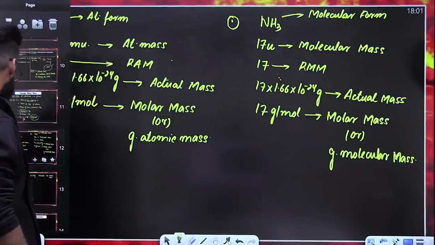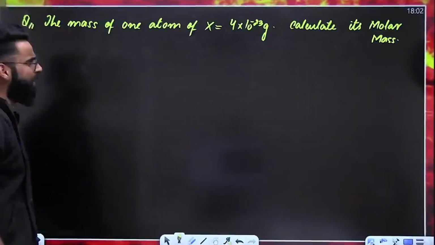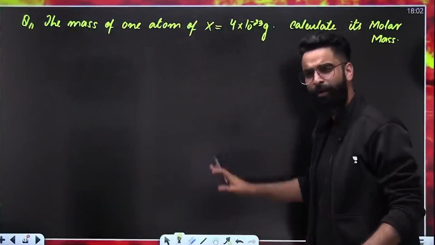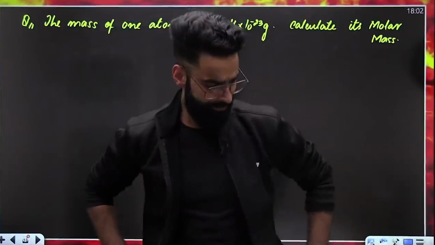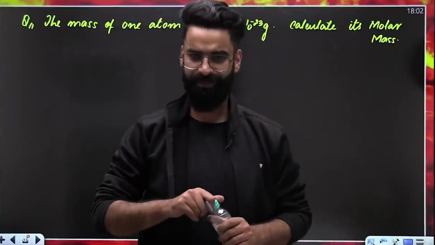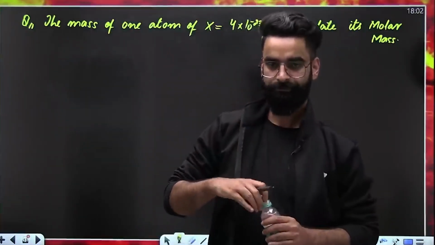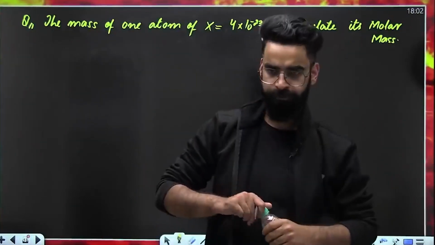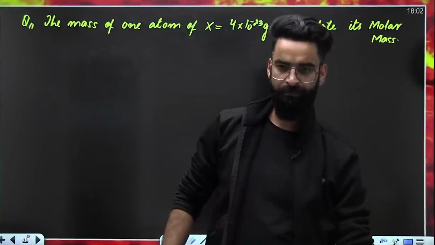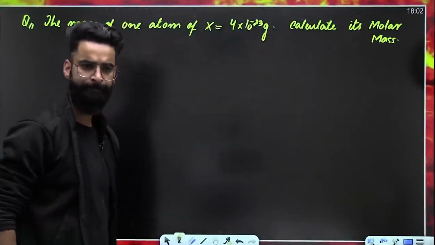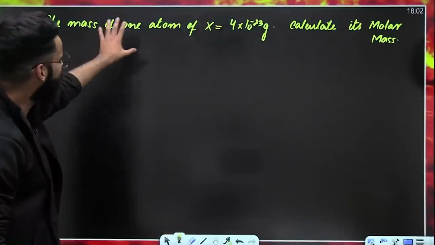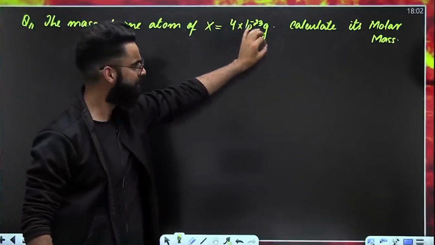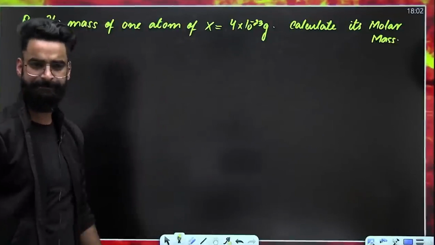So if this is clear to everyone, then let's try to solve one basic question. You guys are going to solve it. What do you think about this question? Give it a try. The mass of one atom of X is given. We need to calculate the molar mass of X.